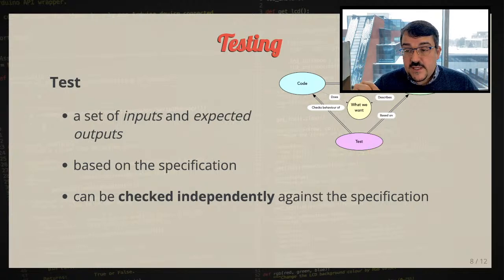The test says that if I put the input 1, 2, 3 into this function, I should get the output 4. Is that what the specification says? And we go look at the spec and say, yep, if you were to put 1, 2, 3 in, then the description of the behavior that you're supposed to get, you should output 4. So we can check the test against the specification, and then we can check the code against the test.